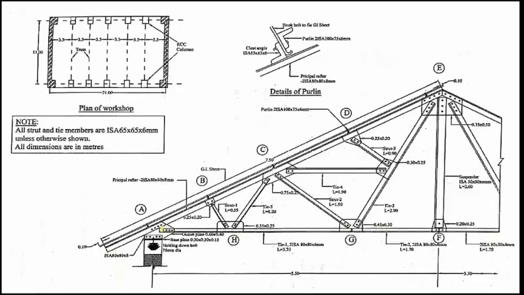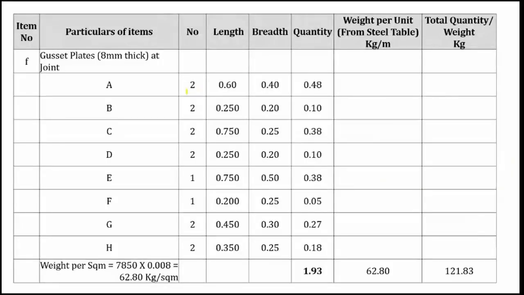So at support A we have one, similarly on the other support we will have one, therefore it will be 2 numbers of size 0.6 by 0.4. So this is very easy. These sizes are given to you. You only have to write the number, multiply, and you will get the answer. Correct? You have to calculate the area 0.6 by 0.4 multiplied by 2.